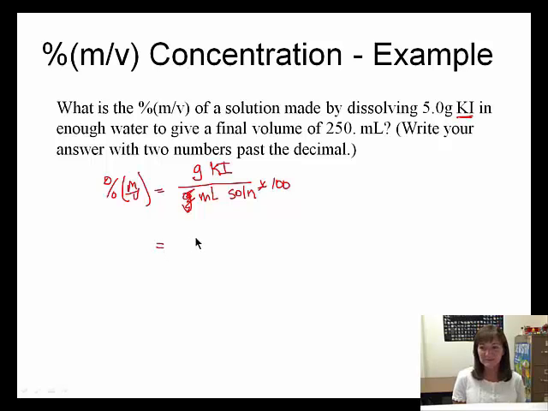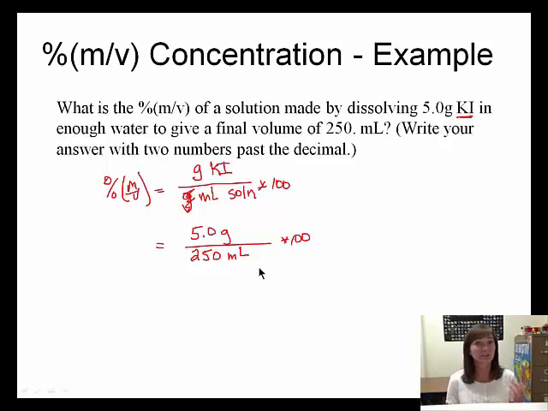So the grams of potassium iodide is 5, and the volume of the solution in milliliters, and then times it by 100. You have to be careful. Don't ever plug anything into this formula unless you're in grams and in milliliters. So if the problem gives you the volume in liters, you first have to convert it to milliliters before you plug it in here.